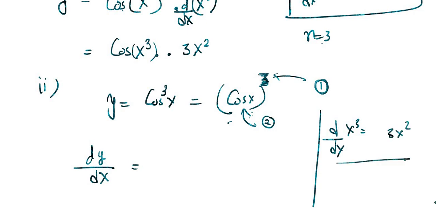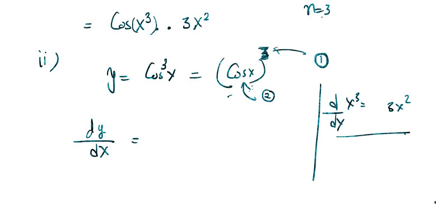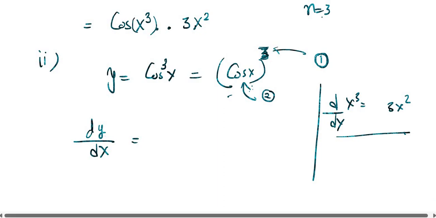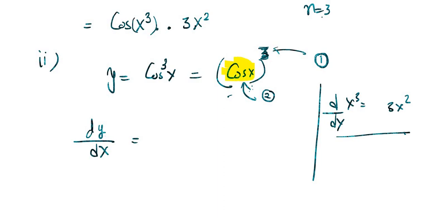Correct? We know that. So I will use it. I will treat it as... this you can just hide and imagine that this was x only. Okay, this was x only, and I will just treat it as x. If it was x, it would have been 3x square. Okay, but it was not x, it was cos x. So I will write it as it is.